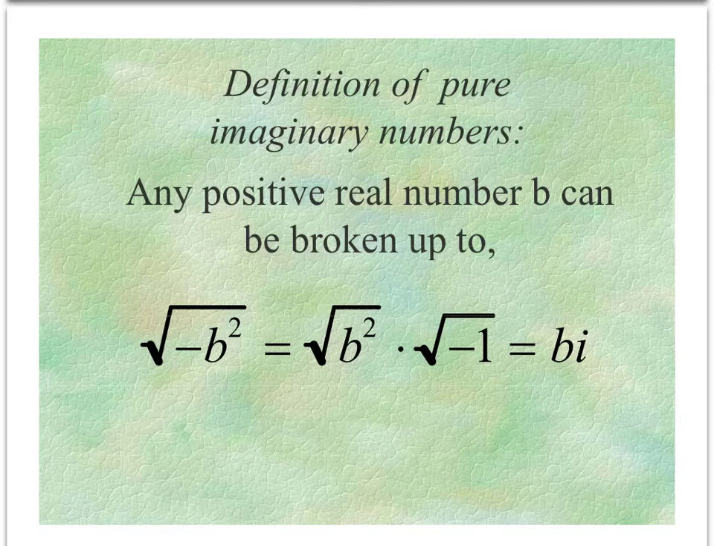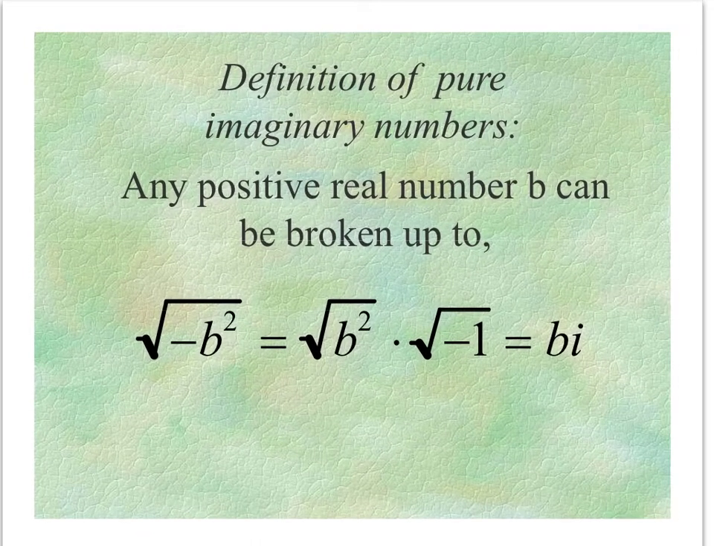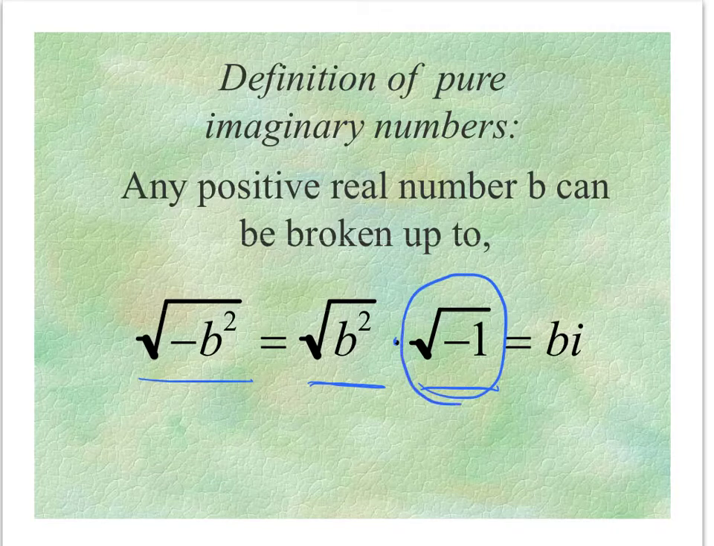The definition of pure imaginary numbers. Any positive real number b can be broken up: if you have the square root of negative b squared, you can break that up into the square root of b squared times the square root of negative 1. And if we remember, the square root of negative 1 is also referred to as i, and the square root of b squared is b. So therefore, you will get bi.